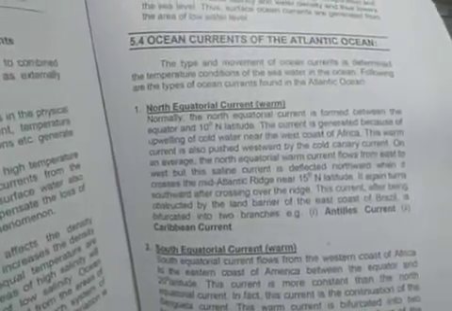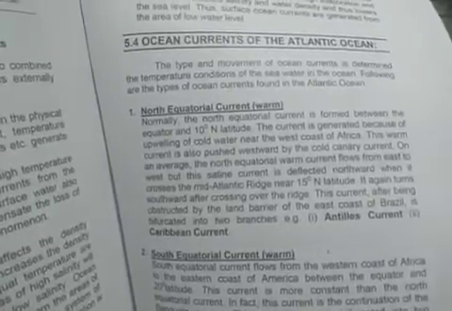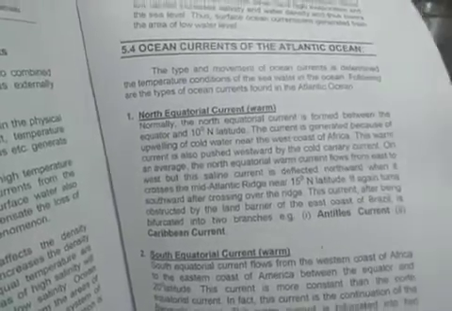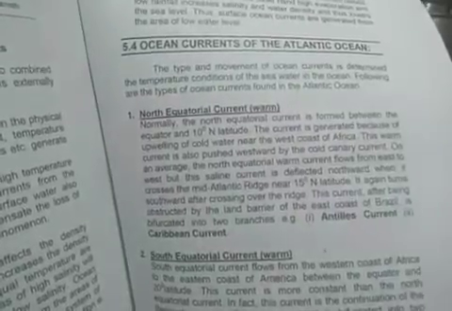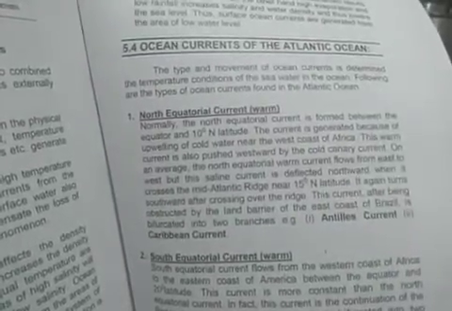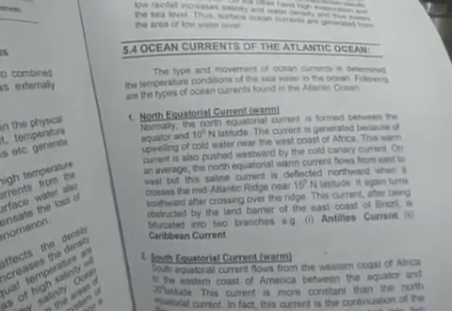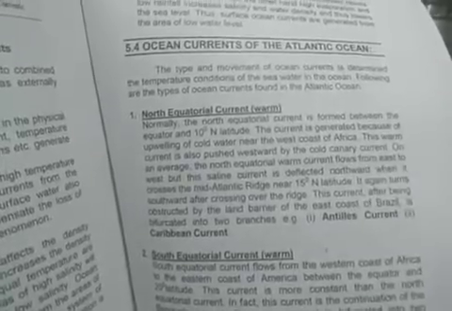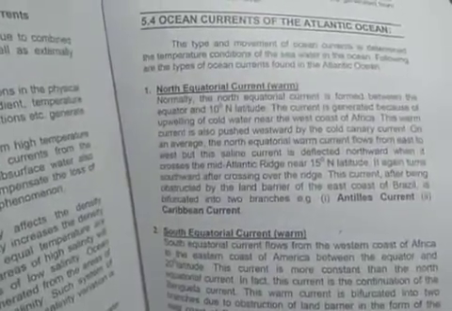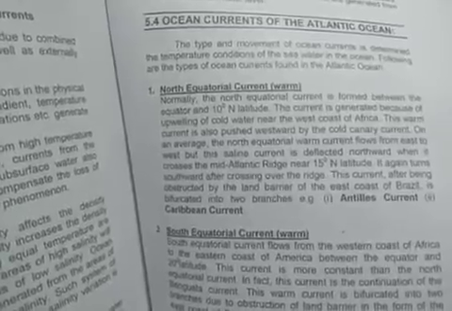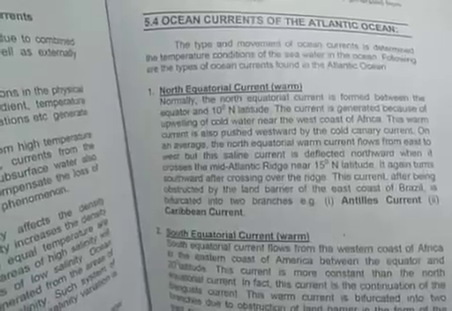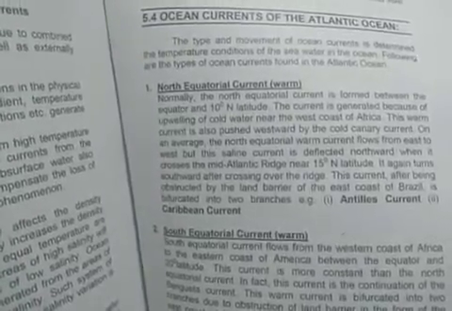Normally, the North Equatorial Current is found between the equator and 10° north latitude. The current is generated because of upwelling of cold water near the west coast of Africa. This warm current is also pushed westward by the cold Canary current. On average, the North Equatorial warm current flows from east to west, while this saline current is deflected northward when it crosses the mid-Atlantic ridge near 15° north latitude. It again turns southward after crossing over the ridge.